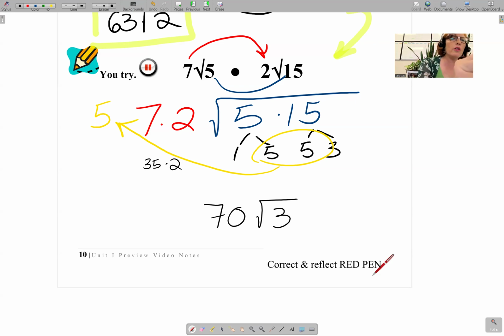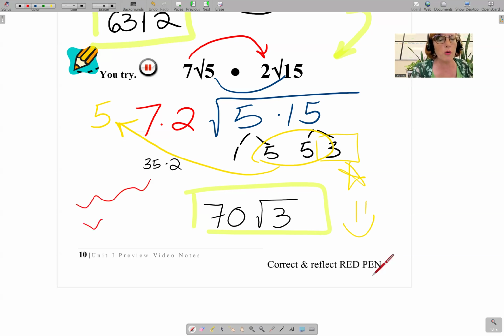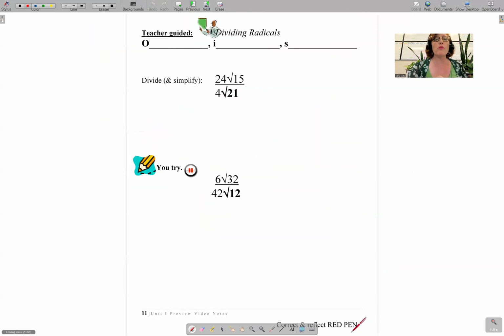And then lonely here has no friend, stays home. So your final answer here should have been 70 root 3. Woo woo! If you got that right, star smiley. Okay, and if you didn't get it right, that's totally fine. Correct your work, write yourself a note. What do you want to remember? That was multiplying. Multiplying radicals.